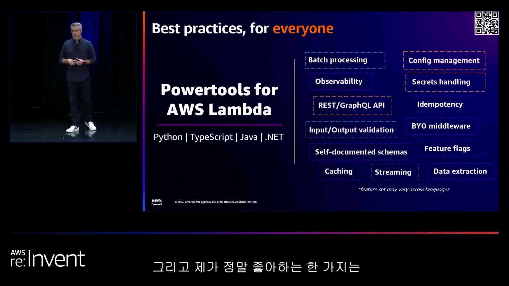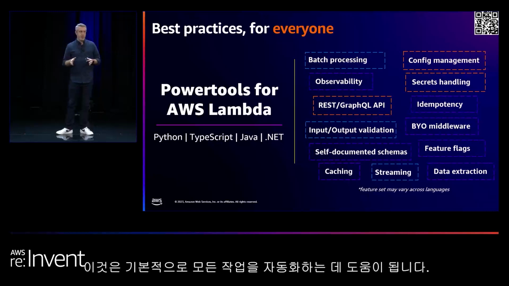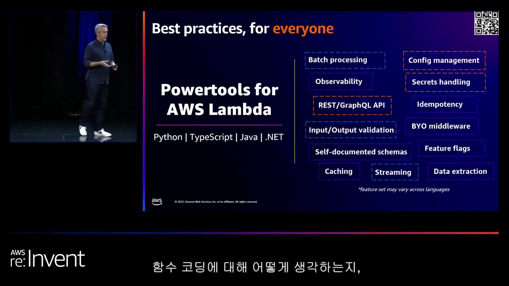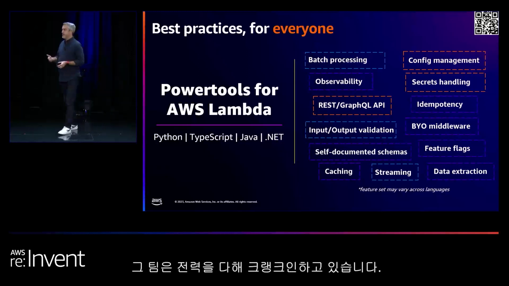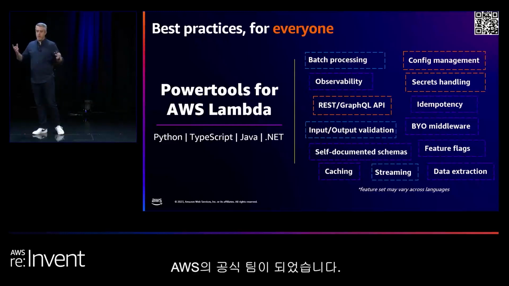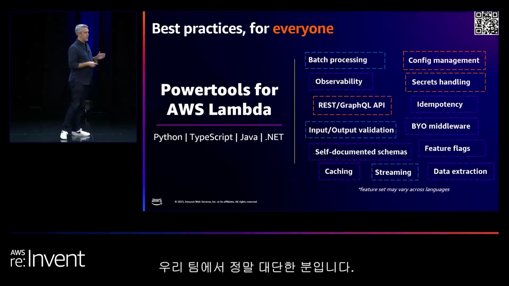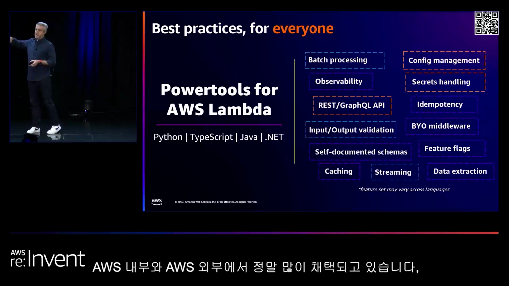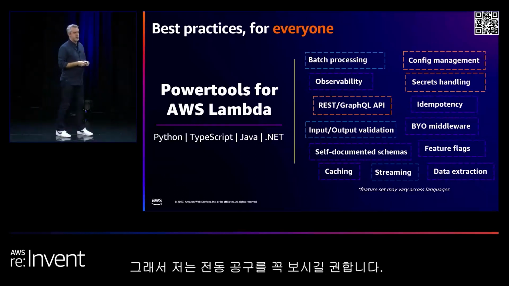Now, one thing that I'm also a huge fan of is Powertools for Lambda. This helps automate a whole bunch of best practices guidance in your function, how you think about coding for your functions, and how you handle and process events. That team has been cranking at full steam. They became an official team inside of AWS under Heitor Lessa earlier this year, who's an incredible member of our team here at AWS. And so Powertools is something that we're seeing really great adoption of, inside of AWS and outside of AWS. It's kind of just best practices in a box. And so I definitely encourage you to look at Powertools.